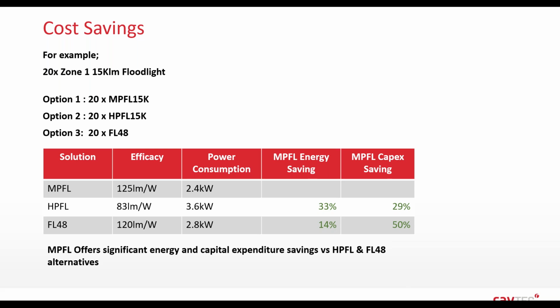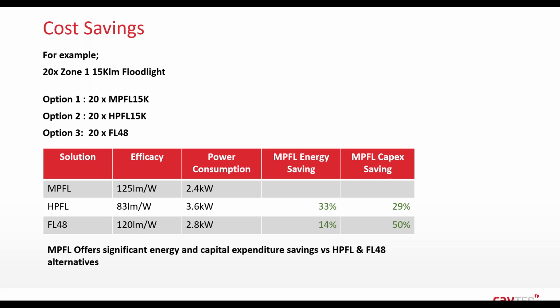As you can see below, mid-power flood offers a huge efficacy saving compared to high-power flood and FL48. Where power consumption is concerned, mid-power offers a reduced kilowatt consumption compared to high-power flood and FL48. If choosing mid-power flood, an energy saving of 33% can be made compared to high-power flood, and a 14% saving compared to FL48. Lastly, the list unit price per fitting is a lot less for mid-power flood compared to both high-power flood and FL48, meaning there's a huge capital expenditure saving.